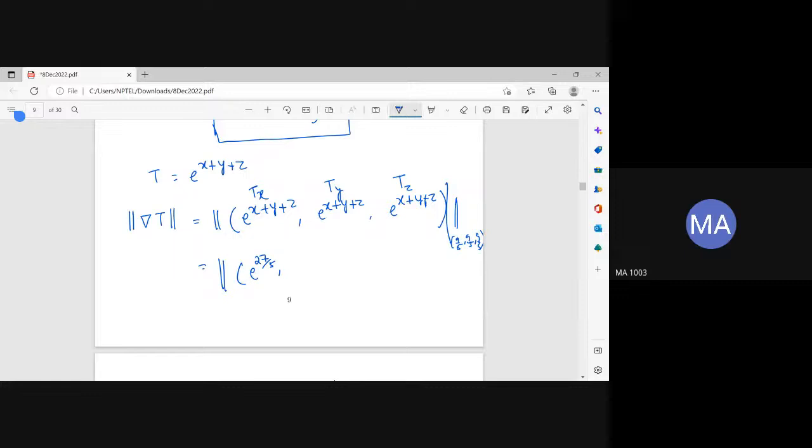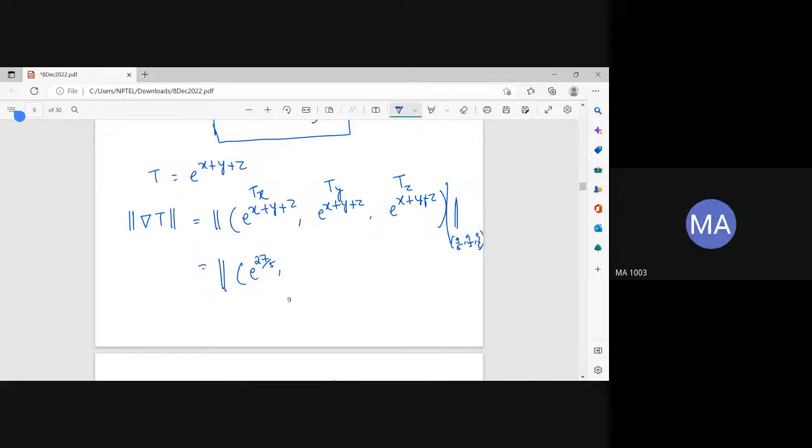Yes, ma'am. So when I'm trying to find norm, if I have a constant, it comes out as mod of that constant, right? But this is already e power something, which is already positive. So it comes out like this. Norm of 1, 1, 1 is root 3, right? Yes, ma'am. So that is the correct answer.